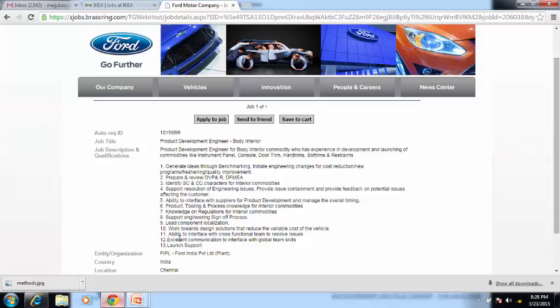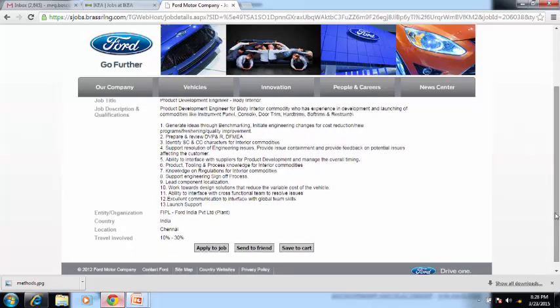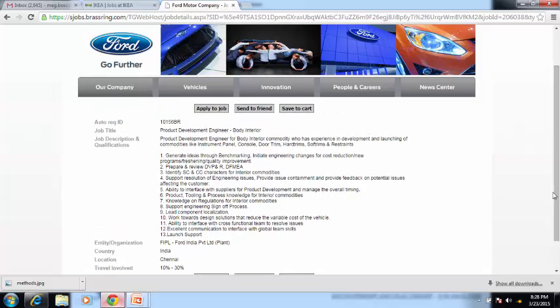They've also mentioned excellent communication skills, and the ability to interface with cross-functional teams. All that is actually a job specification. It's not a job description. So it's always better to separate the two, right? So it's easier for someone to understand the job description. You should make sure that it's clear and concise.